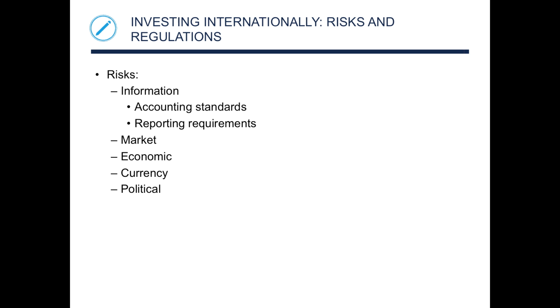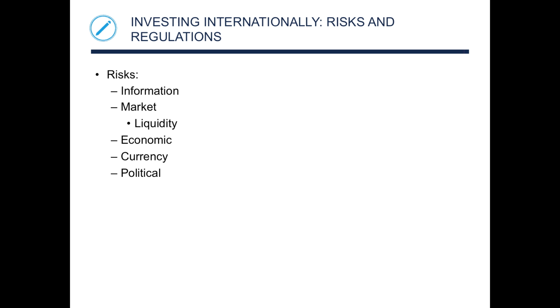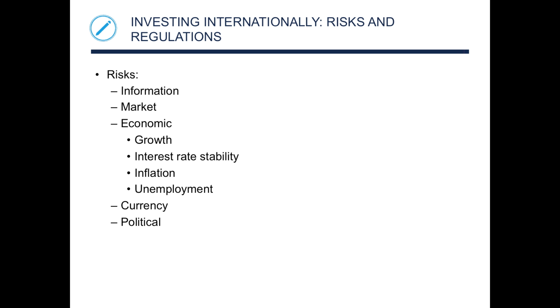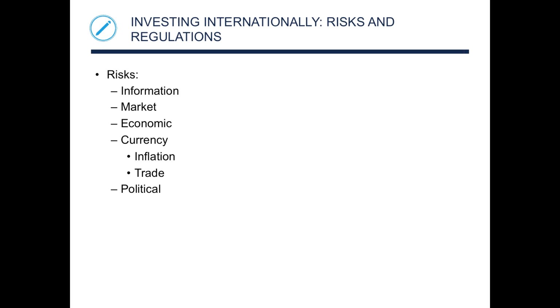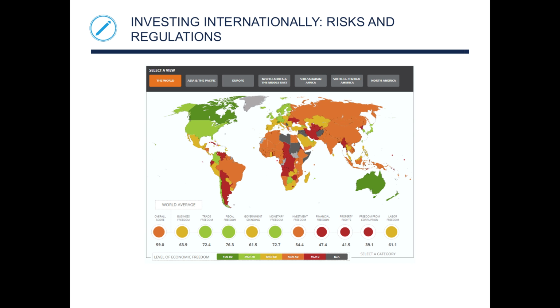Under information risks, you have accounting standards and reporting requirements. In market risk, you're dealing with liquidity. With economic risk, you're dealing with growth, interest rate stability, inflation, and unemployment. Again, unemployment has a very significant impact when it comes to crime and other types of societal issues that take place. Currency, you have inflation and trade risks. And then through the political risks, you have stability, property rights, and regulation.